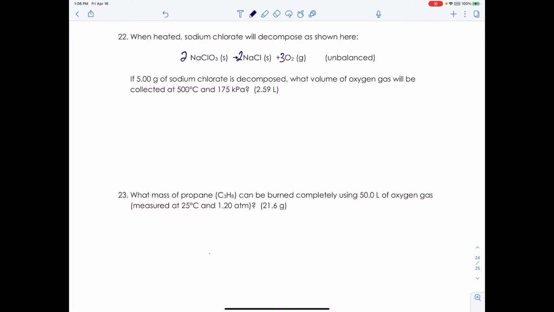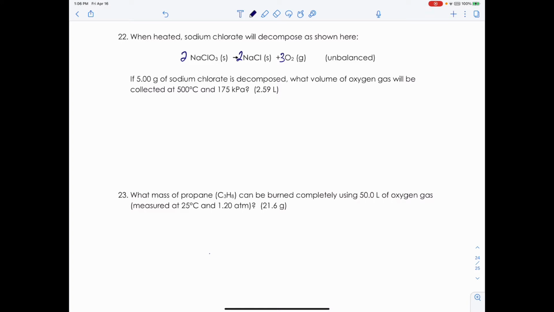Now the question says you have 5.00 grams of sodium chlorate decomposing, and we're asked what volume of oxygen gas would be produced at a certain temperature and a certain pressure. Back in our stoichiometry unit, we would have asked a similar question, but it would have said that the oxygen was collected at STP, standard temperature and pressure.